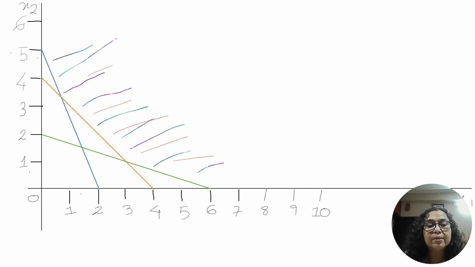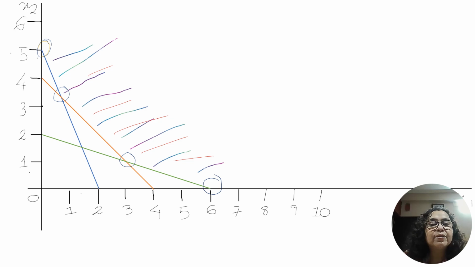Let me take a different color and mark it. So this is one of the extreme points here. It is moving upwards, because we know that both the variables x2 and x1 are non-negative. So this is one extreme point. This is another extreme point. So extreme points are the intersection of two constraints. This is one, and this is one.